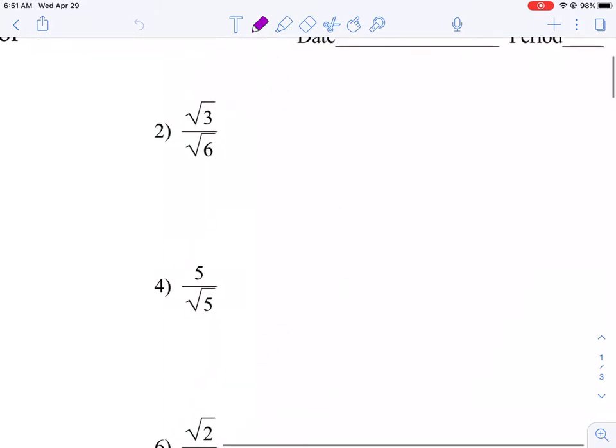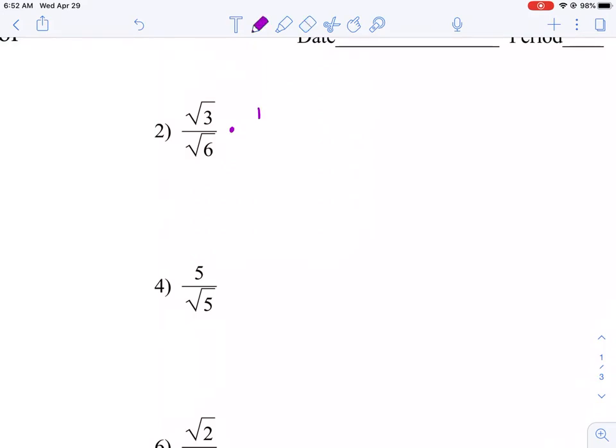So when we're looking at problems like this and we're asked to rationalize the denominator, essentially what we need to do is rewrite this into an equivalent expression that does not have a square root in the denominator. So how do we do that? Well, the trick is we can multiply this expression by 1, and it doesn't change the value of the problem at all.